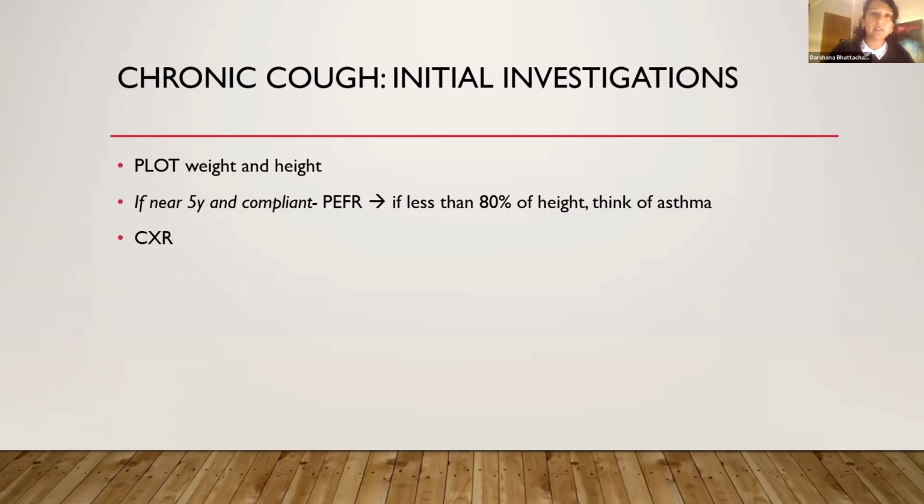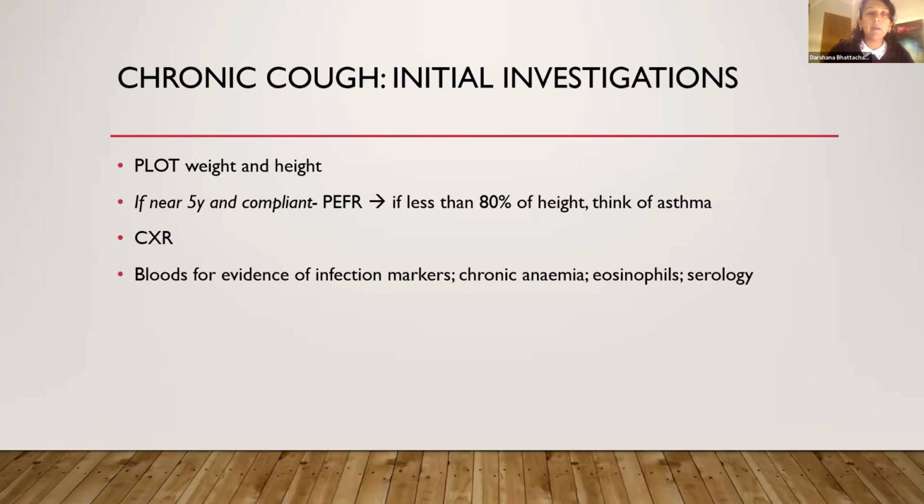A chest X-ray is always helpful in chronic cough. You can see a variety of things, not just within the lung tissue. You can see any anatomical abnormalities of the airways and of the structures around. And taking bloods for infection markers, signs of chronic anemia, eosinophils for any allergic component, and serology, for example, of mycoplasma is always helpful.